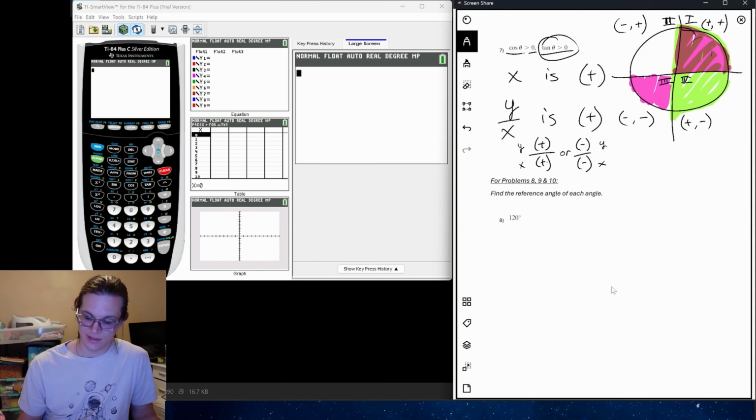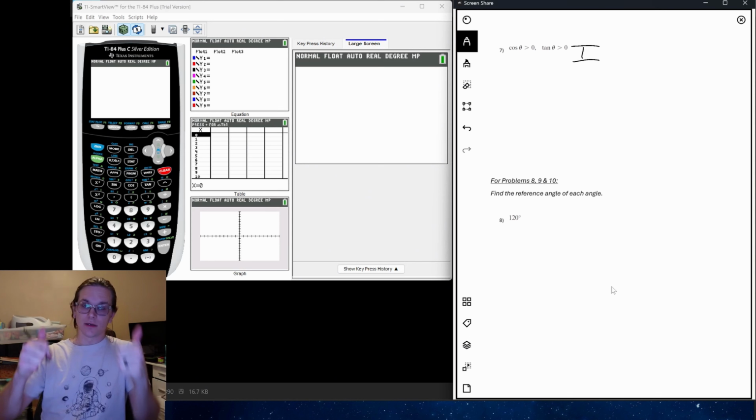And the place where it's true for both at the same time is quadrant 1 right here. The answer is quadrant 1. Good stuff.